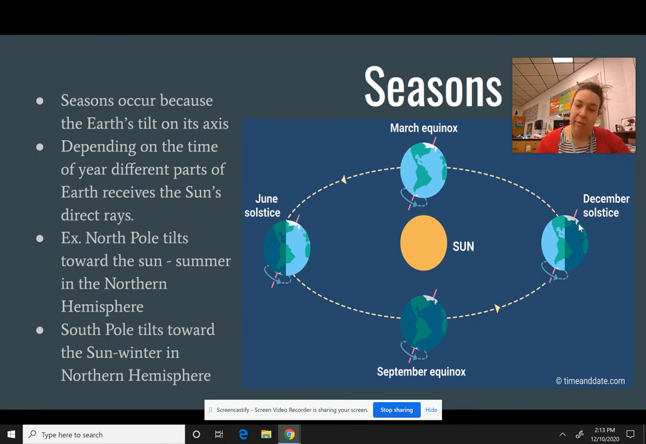So thumbs up. Basically the same goes for the spring and fall. When it's spring for us, it's going to be fall for the southern hemisphere, and then opposite for the northern hemisphere. So we just kind of switch off.